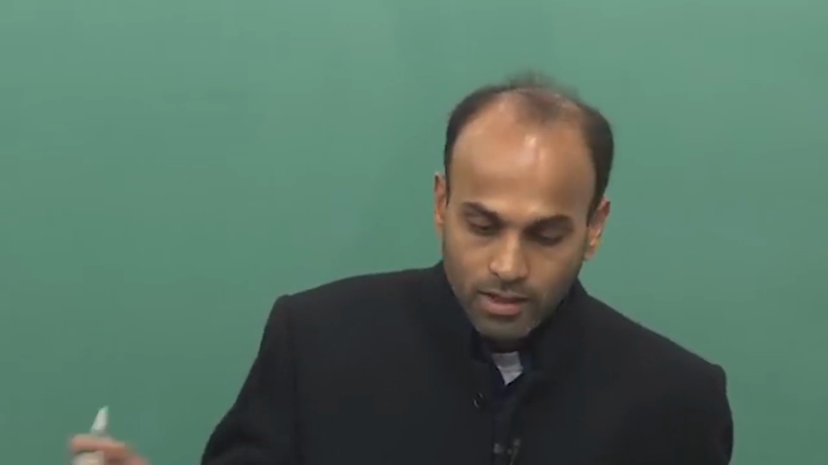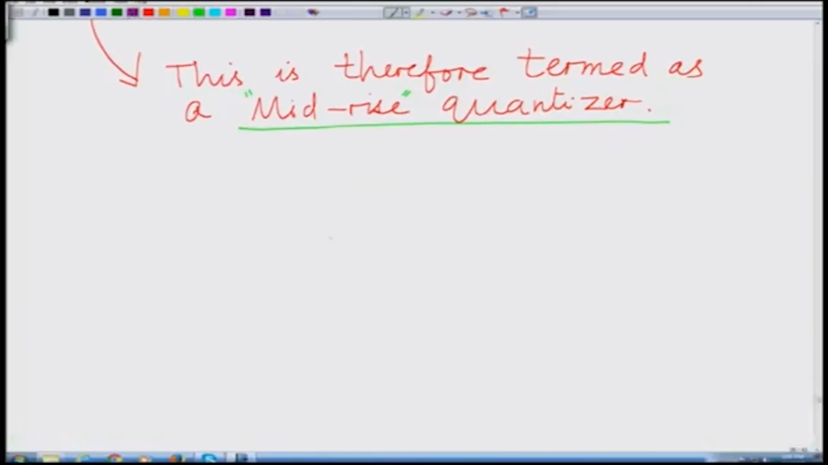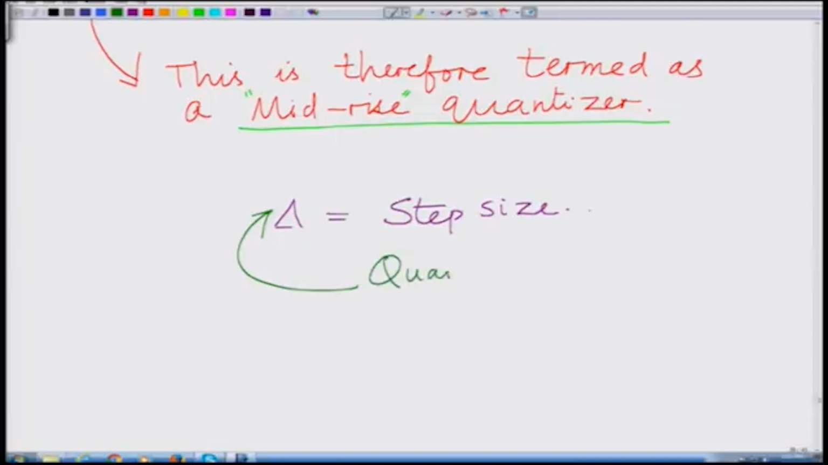Now, let us also look at some other aspects of quantization. For instance, we have delta equal to the step size, which is also your quantization interval. This is also known as the step size of quantization. This is also known as the quantization interval. So you can think of this as the quantization interval length.